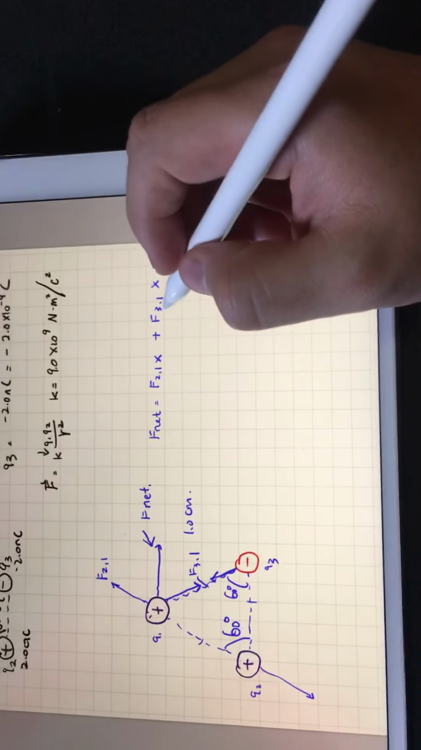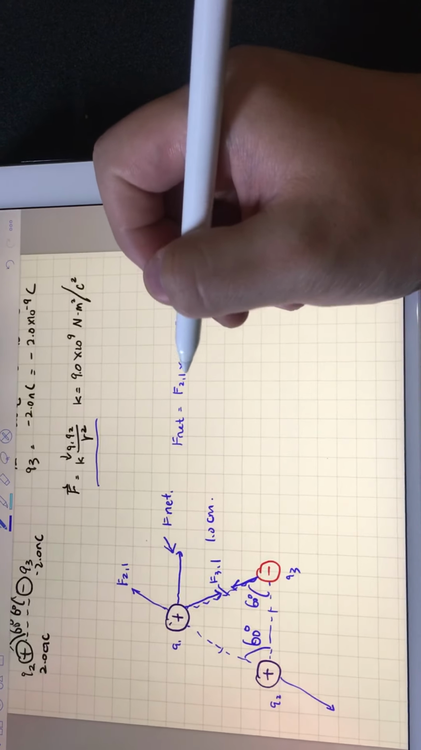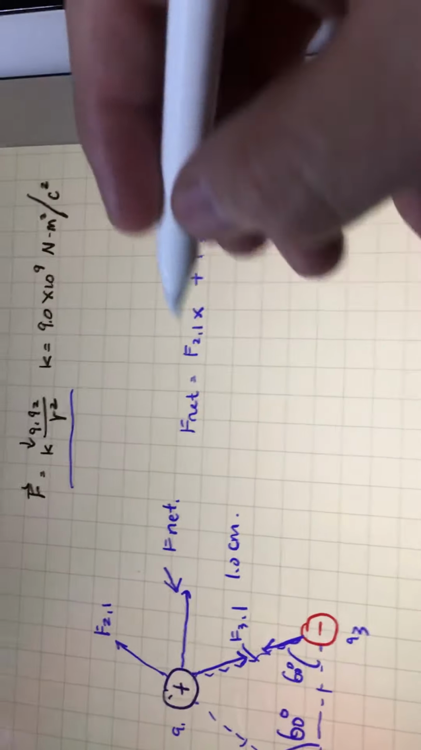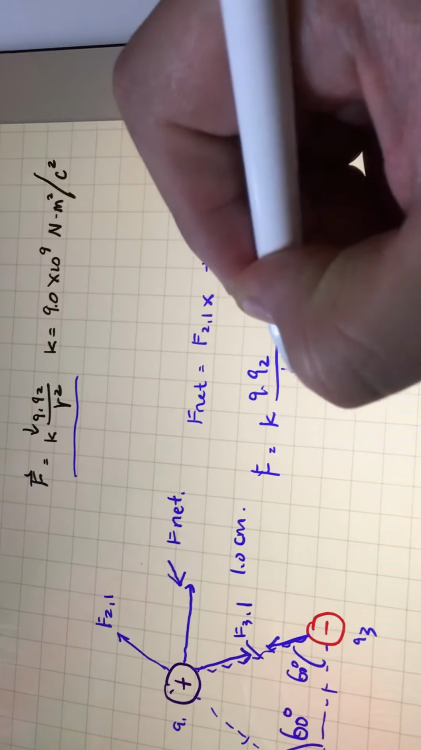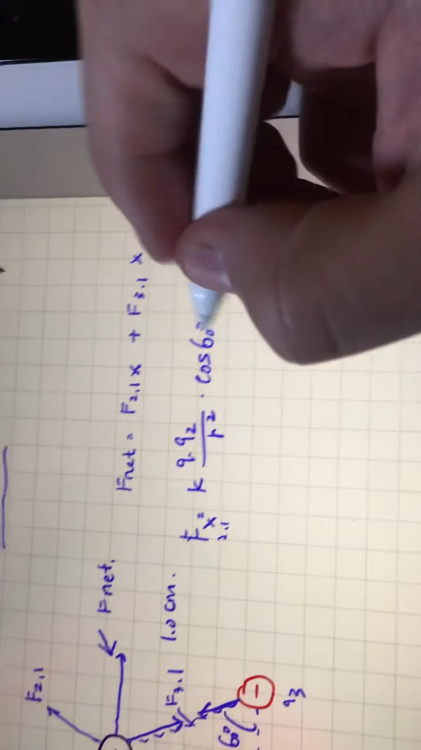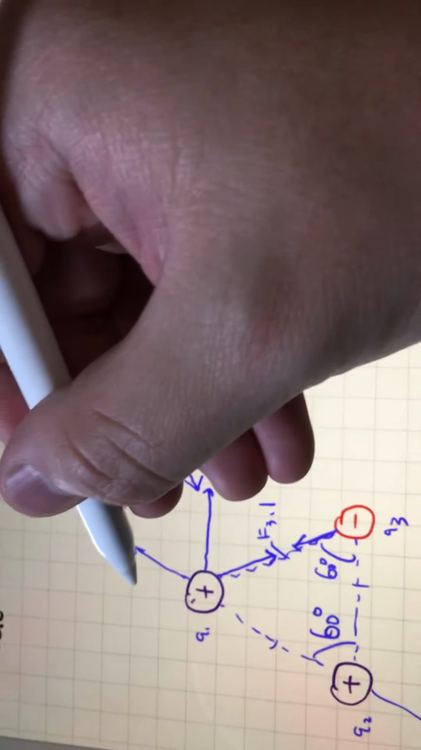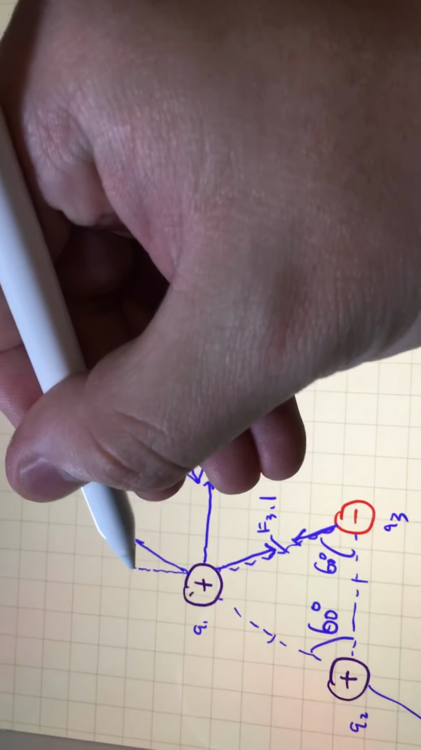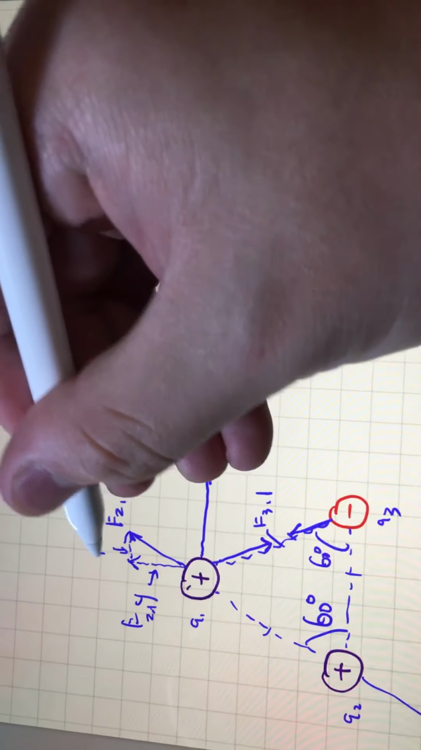So to solve this problem, we just need to use this equation to find the x component of F2 on 1 and the x component of F3 on 1. We use F equals K times Q1 Q2 over r squared, and F2 on 1 x is that times cosine 60. Why is it cosine 60? Because this angle is 60 degrees, and I'm going to draw the x component and y component of the force F2 on 1, like this. This is the y component, F2 on 1 y, and this is F2 on 1 x.